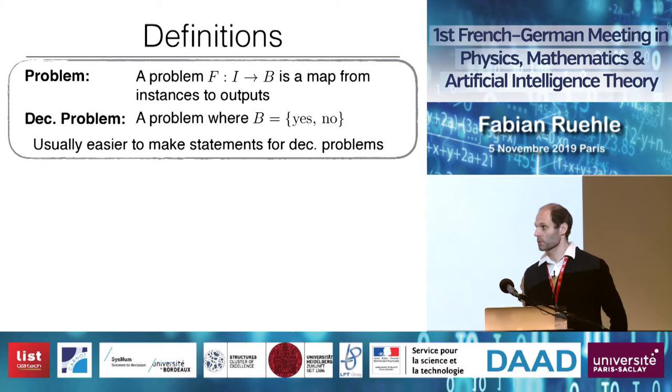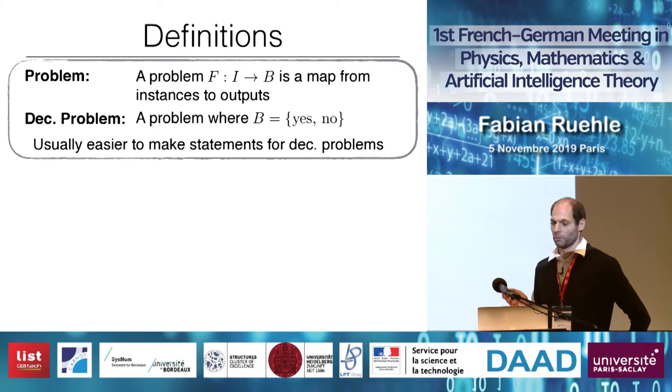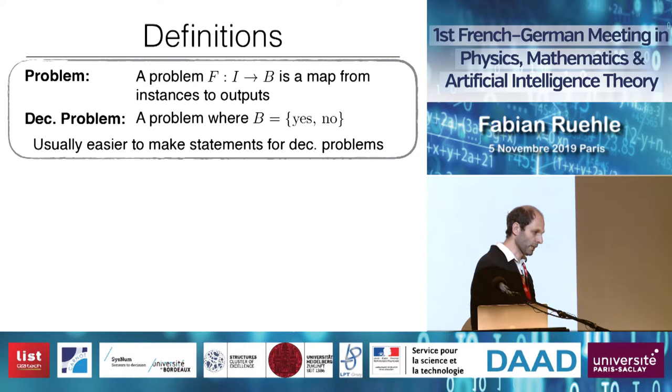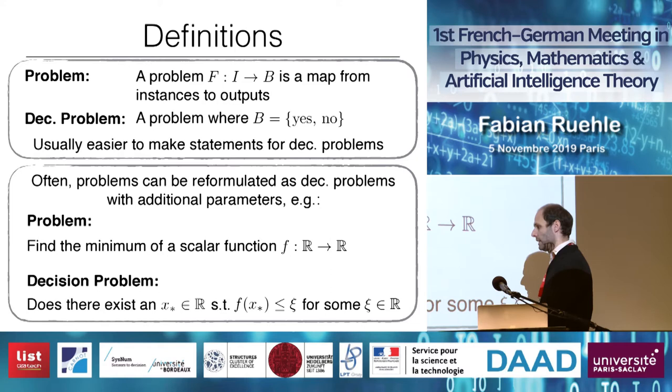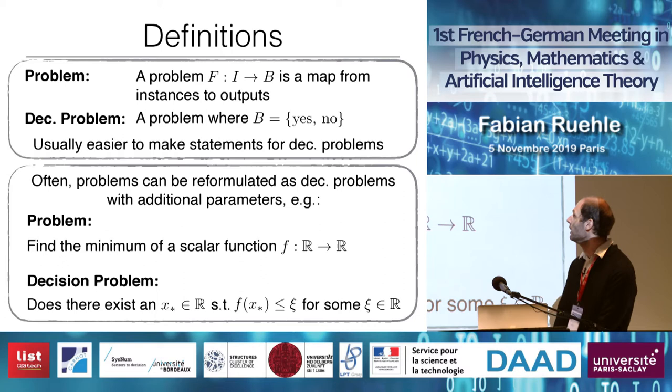But usually, if you want to talk about complexity, it's better to make statements for decision problems rather than general problems. This sounds as if it is restricting, but often you can actually formulate a problem in terms of a decision problem if you add some extra data. So, for example, if the problem is to find a minimum of some scalar function, you can turn this into a decision problem, which asks, does there exist an x star such that f of x star is smaller than some psi? Of course, they're not equivalent, but at least you would get a bound if you formulate it like that. So this is the definition of a decision problem.